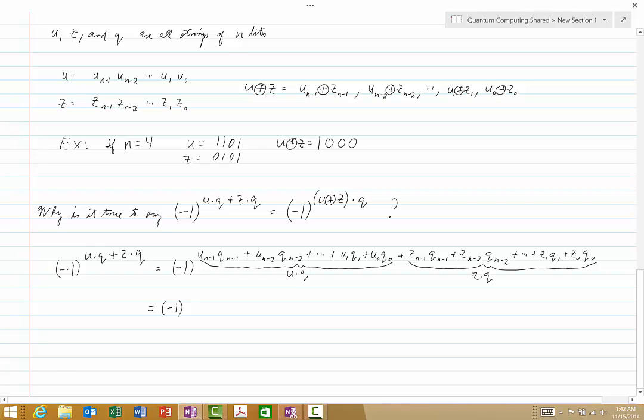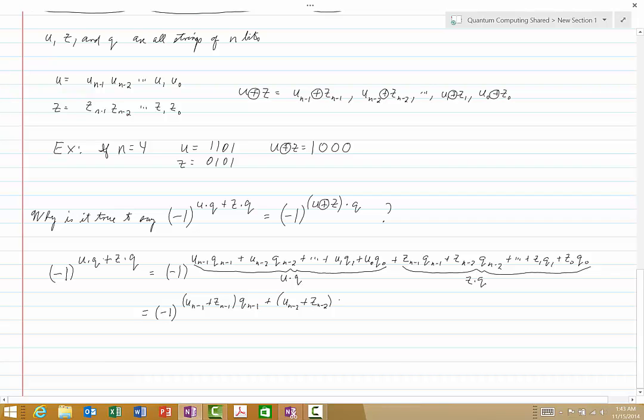look at the first term from each of these sums, the u_{n-1} q_{n-1} and z_{n-1} q_{n-1}, we see that these could be grouped together to give (u_{n-1} + z_{n-1}) q_{n-1} + (u_{n-2} + z_{n-2}) q_{n-2} + ... + (u_1 + z_1) q_1 + (u_0 + z_0) q_0.